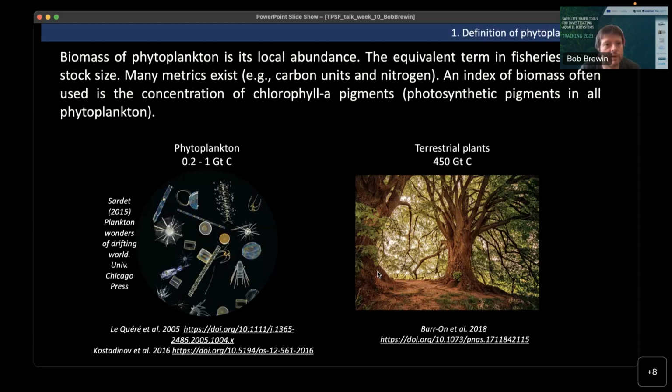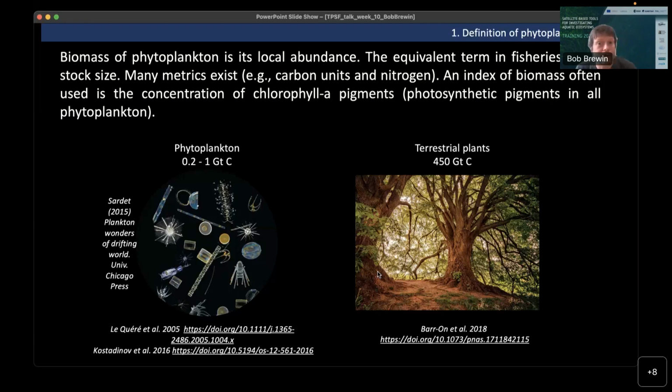But that, as I'll allude to a little bit later on, doesn't in any way mean that phytoplankton are not important for primary production. Now, in terms of a common index used for phytoplankton biomass, and it's an index that I'll continue to use throughout this lecture, is that of the chlorophyll A concentration. The concentration of chlorophyll A pigments, so photosynthetic pigments in phytoplankton, is often used as an index of phytoplankton biomass.